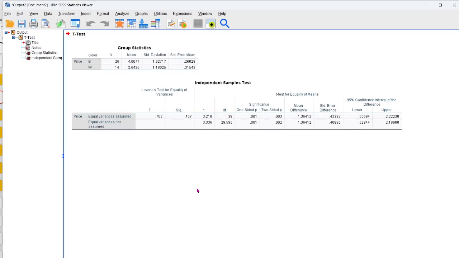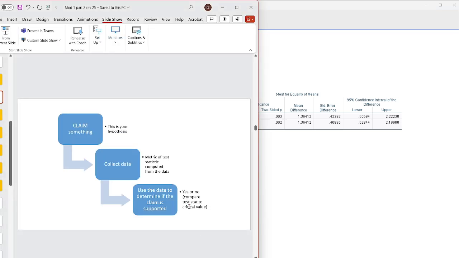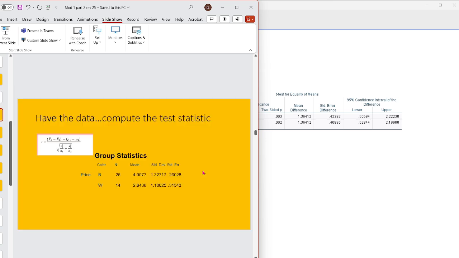And let's see what we get. Now, here we go. There's a lot of stuff on here. The first part is just the basic group statistics. This you could get in your descriptive stats. Brown eggs, white eggs, $4 for the brown eggs, $2.64 for the white eggs. That is this stuff here.